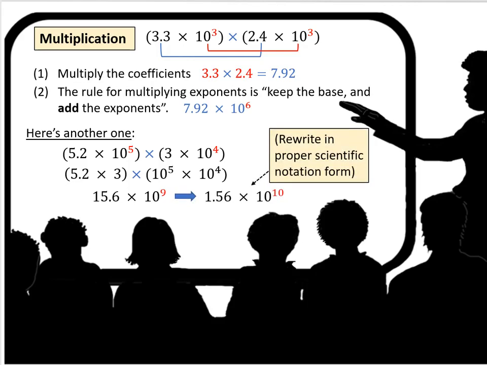Now here's another one. 5.2 times 10 to the fifth times 3 times 10 to the fourth. I'm going to use the distributive property and multiply the coefficients. And then I am going to add those exponents, 5 and 4, and I get 10 to the ninth. That's fine. But that final product is not in proper scientific notation. So I write it in proper scientific notation by moving that decimal point back 1 and increasing the exponent. 1.56 times 10 to the 10th is the product.